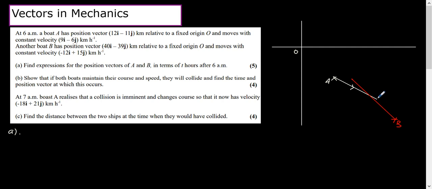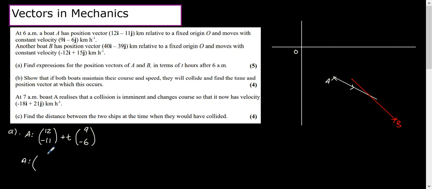All right, so we need to know the number of hours in order to figure out exactly where this boat is, but that means we can just put this information together. So for boat A, I'm going to say that it begins its journey at 12, minus 11. We know that it moves on the course 9, minus 6. Now, how far along this 9, minus 6 it travels is entirely dependent on the number of hours. Every hour it moves 9 along, 6 down. So we need to multiply that vector by t, which is the number of hours it moves.